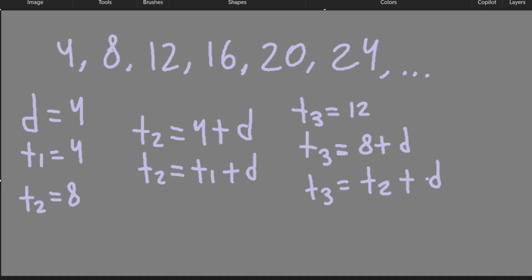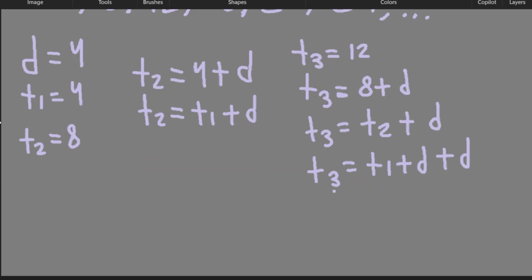But what we also know is that T2 is T1 plus D. So for T3, you substitute T1 plus D in for T2, it'll be T1 plus D, and then take the plus D from here, plus D. You combine like terms, D plus D, and you'll get that T3 is equal to T1 plus 2D.